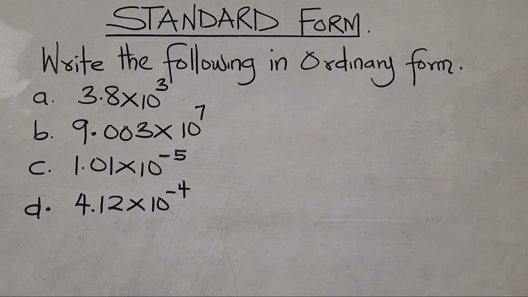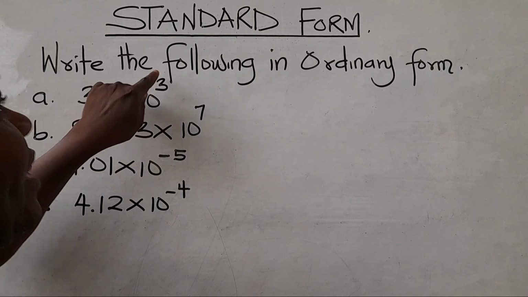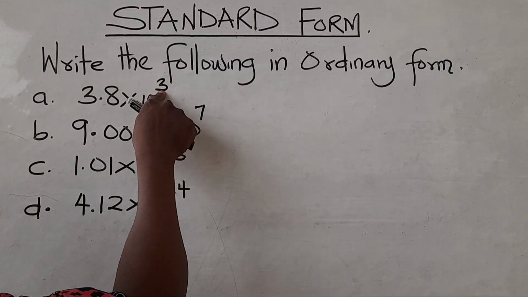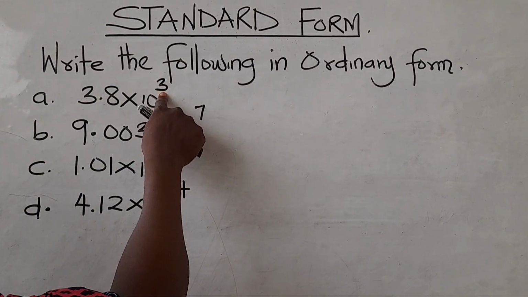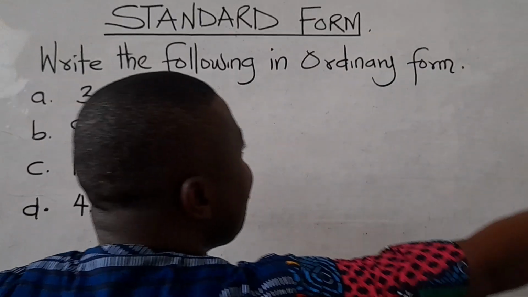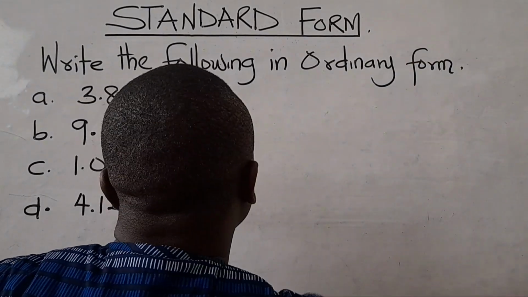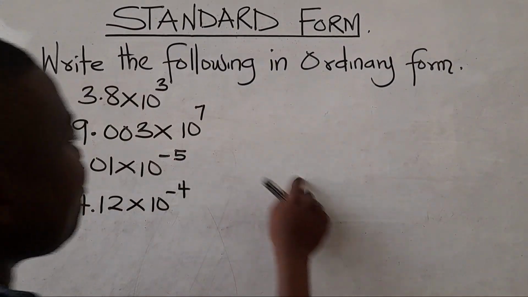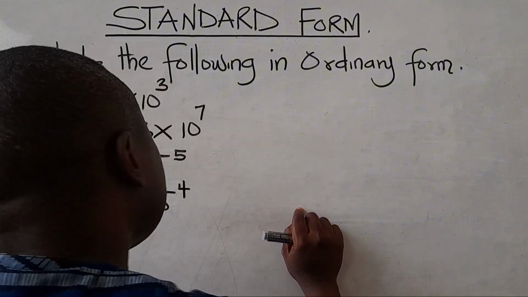Now let's look at this. This is another question. We want to turn this to its ordinary form. Now, when you say 3.8 times 10 to the power 3, the 3 is positive, and from your number line, you take the point to the positive part, which is to the right. If it is negative 5 or a negative number, you take it to the left.